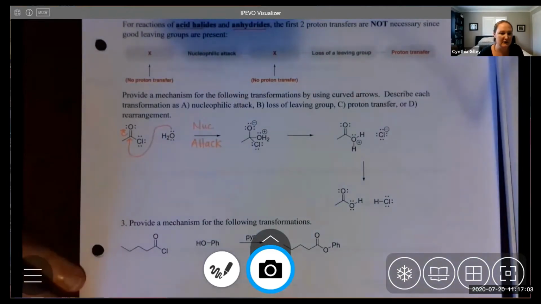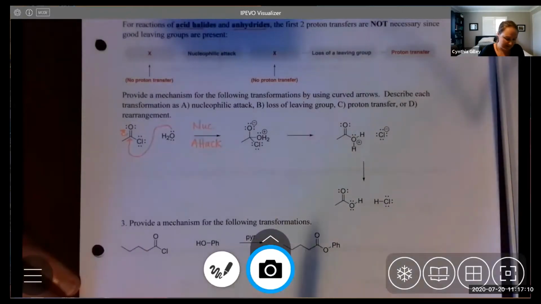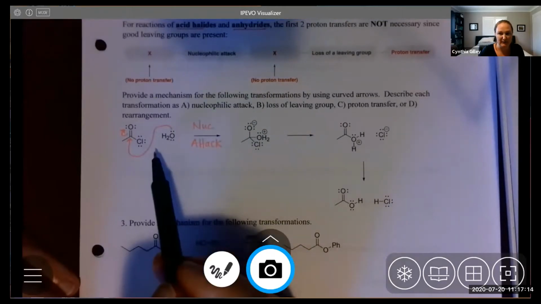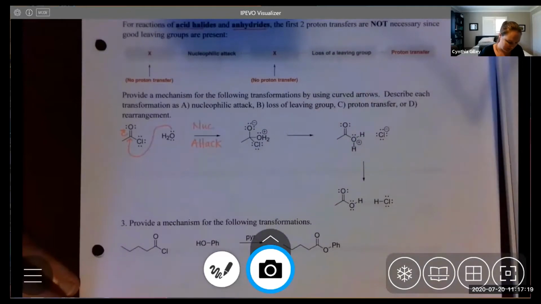Okay, and then we're going to do loss of a leaving group, right? And the leaving group is going to be the chloride. Is it possible to kick out the water? Yes, but that just goes back. So that's not very helpful, right? So to move forward with the reaction, we'll kick out the chloride, which is a great leaving group.